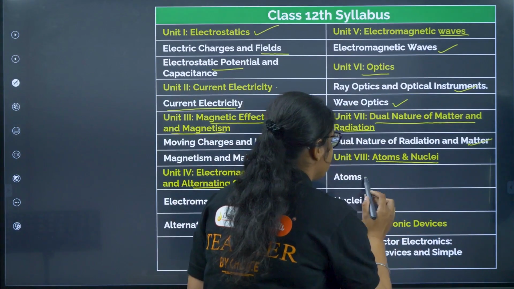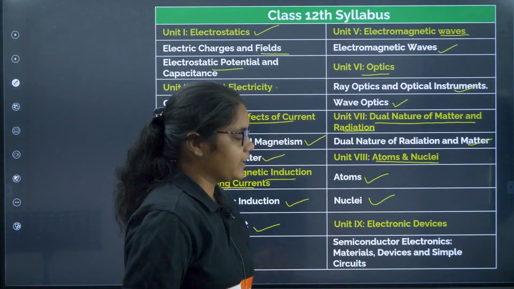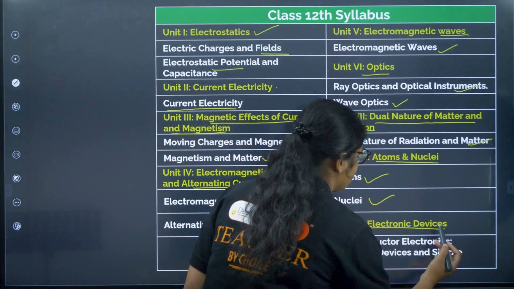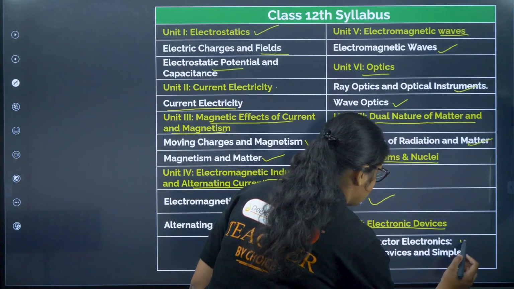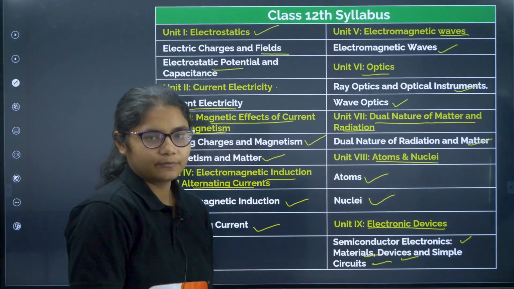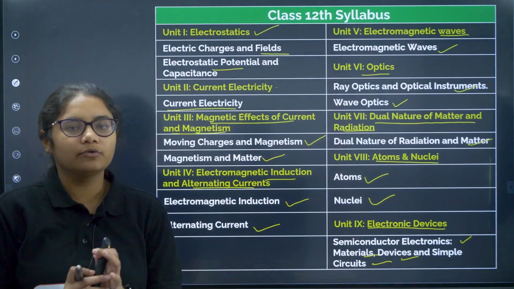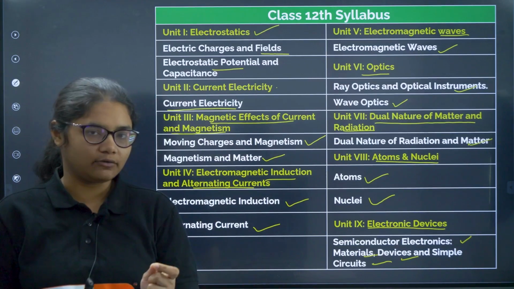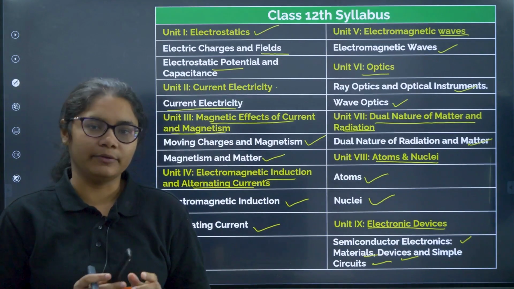Then atoms and nuclei. Here you have 2 chapters, atoms and nuclei. Then the last unit, that is electronic devices. Here you have semiconductor electronics: materials, devices and simple circuits. So these were the 2 years' portions for your COMEDK 2024, which includes both the PU1 and PU2 syllabus.